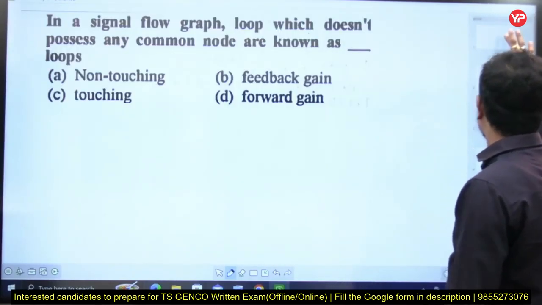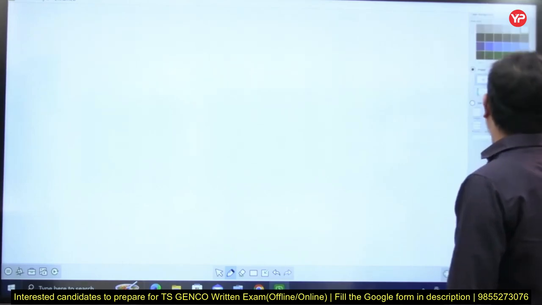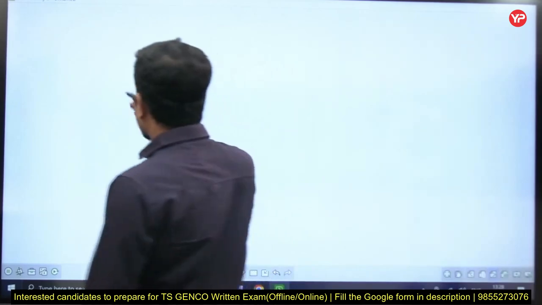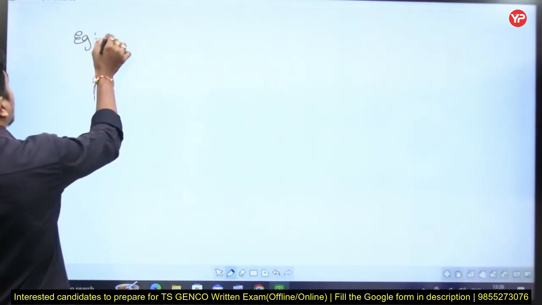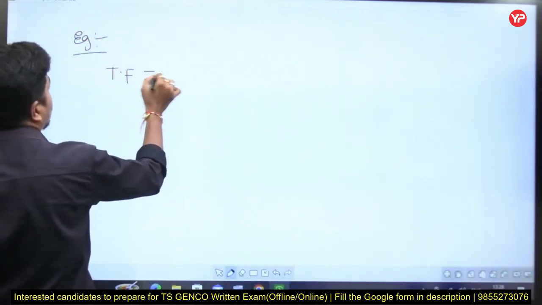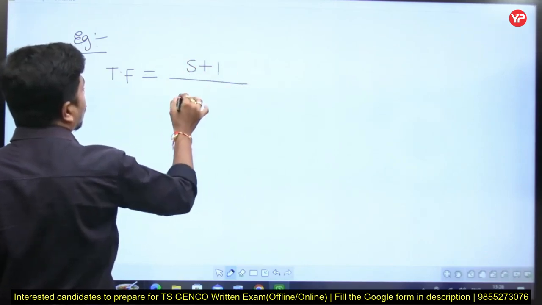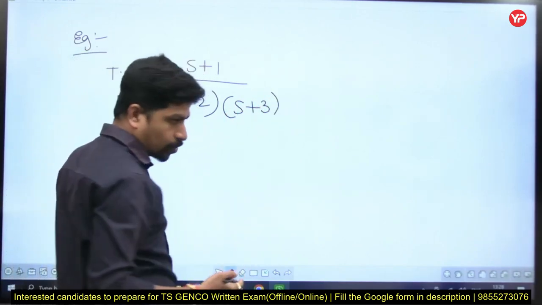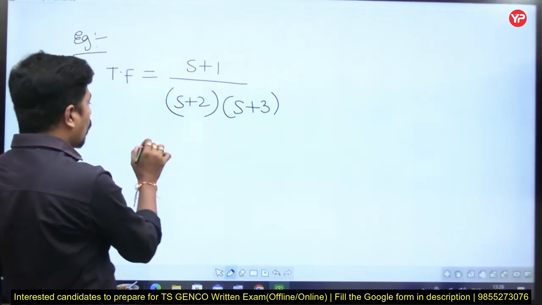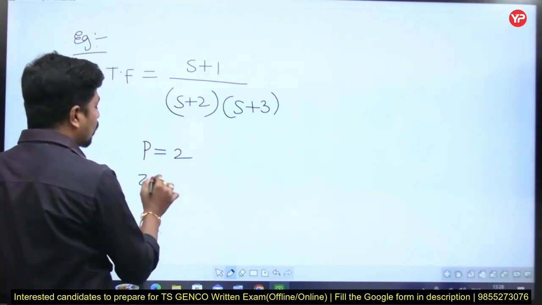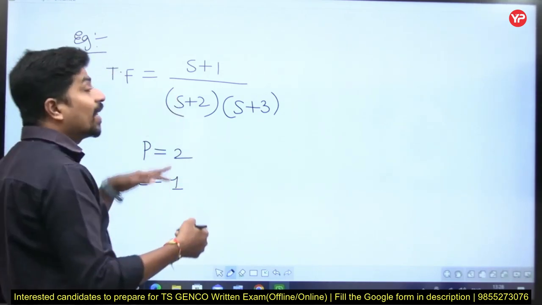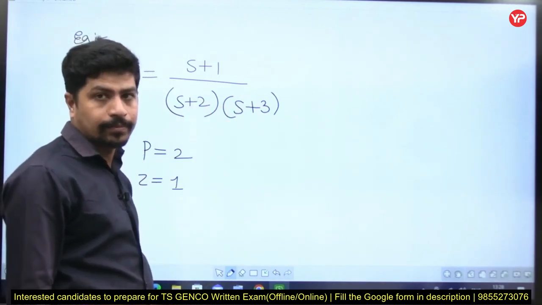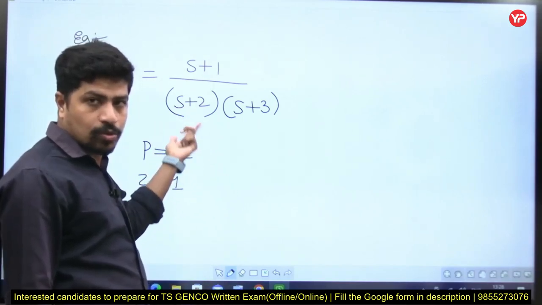Okay, this concept is very much required in root locus. We discuss it in root locus. Suppose I take an example where the transfer function is equal to (s plus 1) by (s plus 2) into (s plus 3). Observe here, poles is equal to 2, zeros is equal to 1. These are finite poles and finite zeros. Finite means which are visible to your naked eye. Poles are 2, zeros are 1.